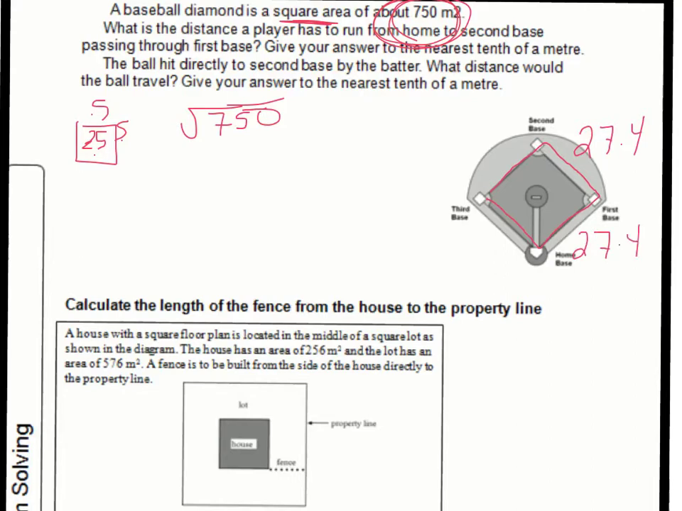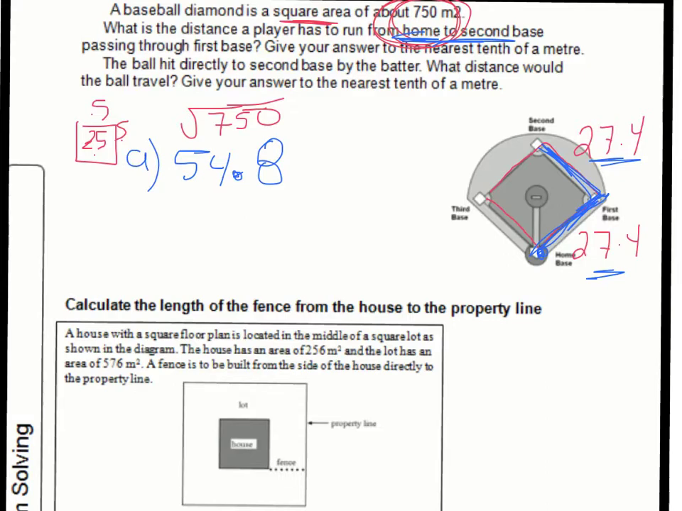The second part is, how far does he run if he goes from home to second base? Home to second base. I just add these two together. So that is 27.4 plus 27.4, and I get an answer of 54.8. That's part A. Okay? That's how far he's run.